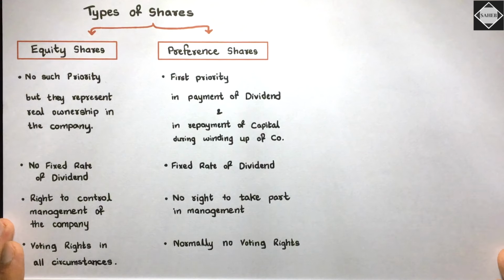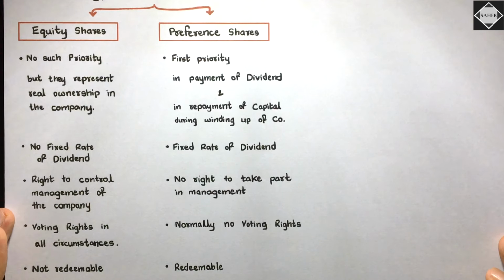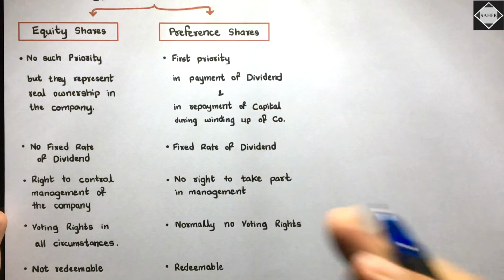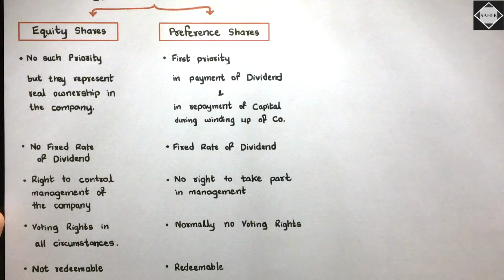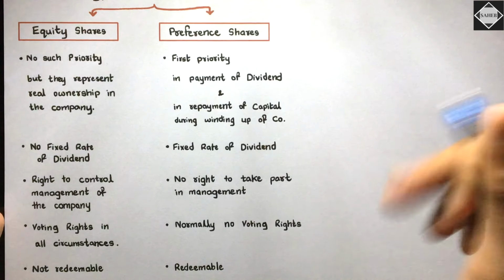Is that clear? Simple. Then redeemability. See here, preference shares are redeemable, which means their capital will be given back to them. It will be repaid after a certain period. It will be mentioned exactly when you buy the preference shares. It will be mentioned, you know, after 10 years you will get your money back.